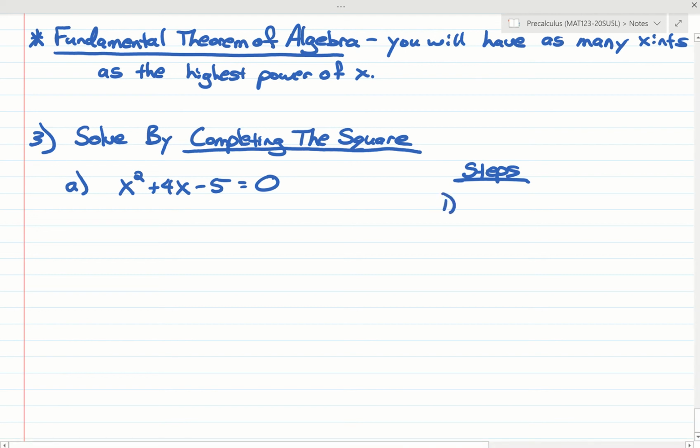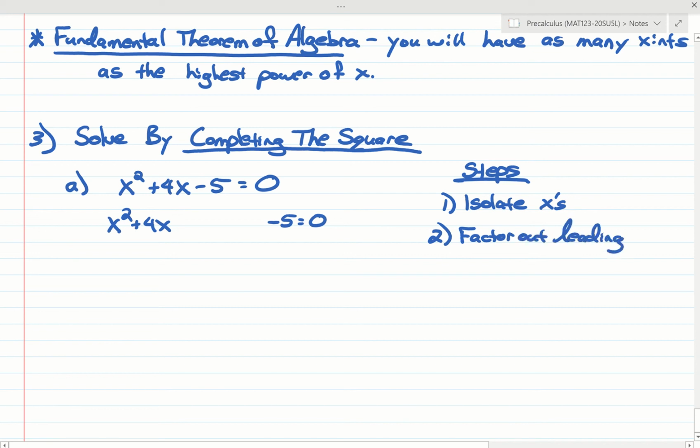So the first step is we isolate the x's. What that looks like is we just get the x's by themselves and get that negative 5 out of the way. We're not changing the value, we're just kind of pushing it out of the way. Second step is we factor out the leading coefficient from the x's.